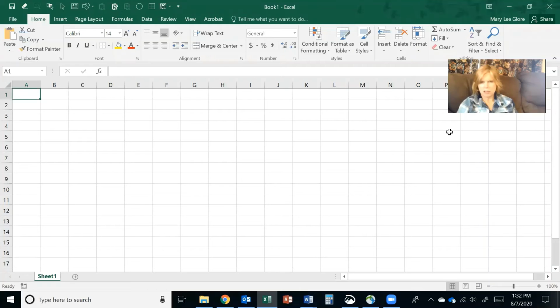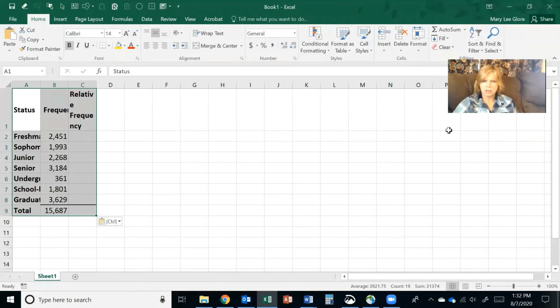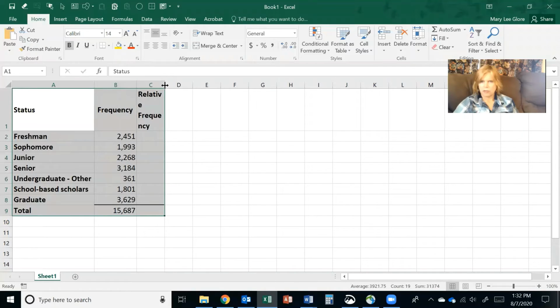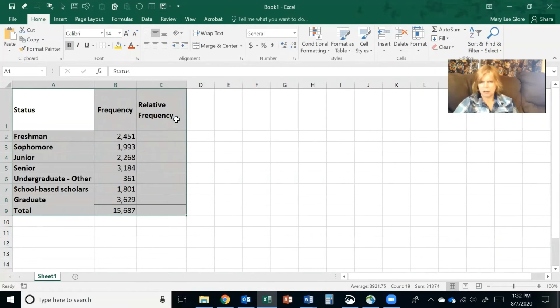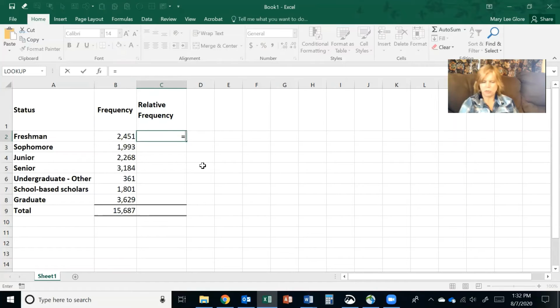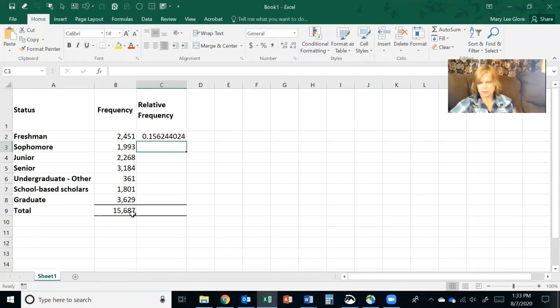All right, so I'm going to paste that table here. Make some room for this stuff. So here's my total and here's my freshman. What I want to do is divide this guy by this guy. So I'm going to make a formula. I type equals. Every time you put a formula in, you use equals. I'm just going to take my mouse over here, click on that guy, and then divide by the total. And that gives me my answer, 0.156.